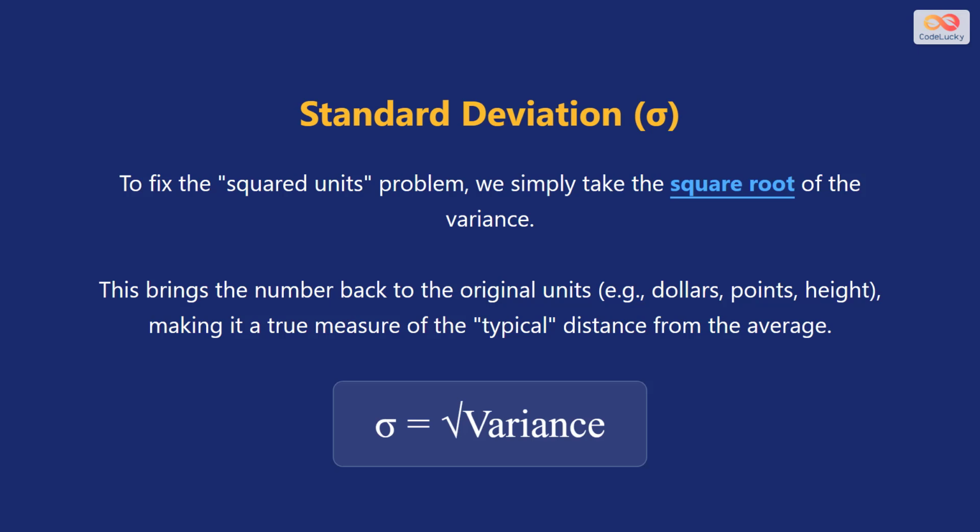The solution is simple. To get back to our original units, we take the square root of the variance. This gives us the standard deviation, denoted by sigma. It represents the typical distance of a random value from the expected average.